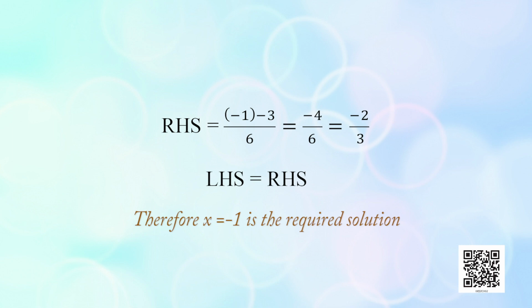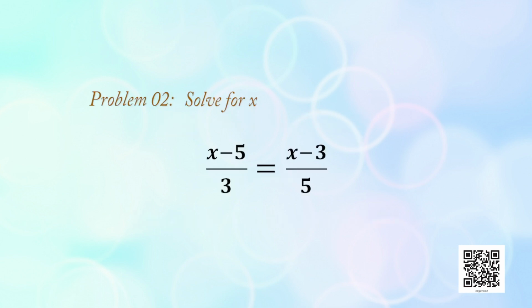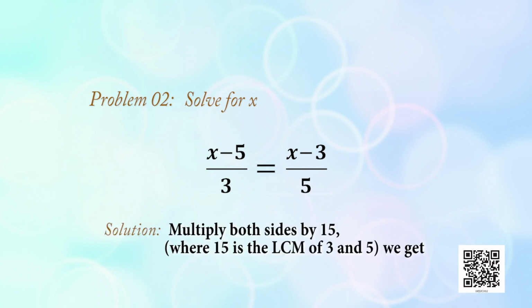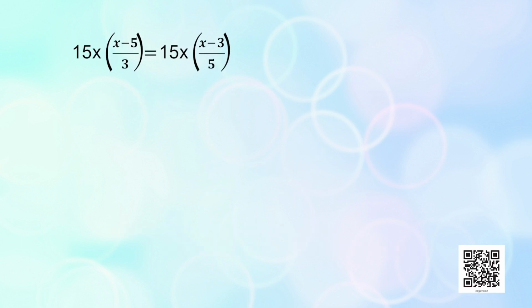Now, consider another problem. The problem is like this: (x minus 5) divided by 3 is equal to (x minus 3) divided by 5. To remove 3 and 5, the best way is to multiply by 15 on both sides, where 15 is the LCM of 3 and 5. Then it becomes 15 times (x minus 5) by 3 is equal to 15 times (x minus 3) by 5. 3 and 15 get cancelled, we are left with 5 times (x minus 5). Here 5 and 15 get cancelled, we are left with 3 times (x minus 3).